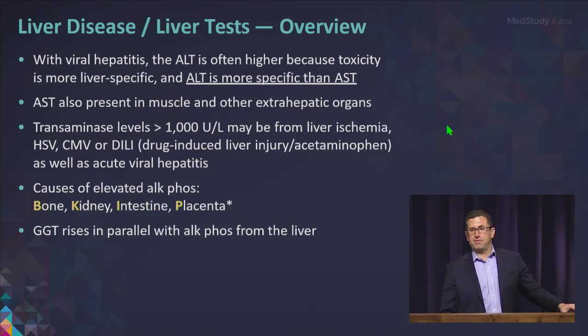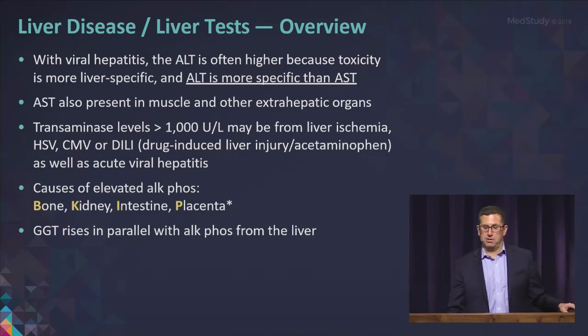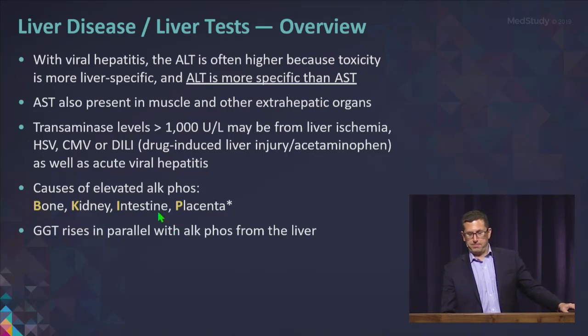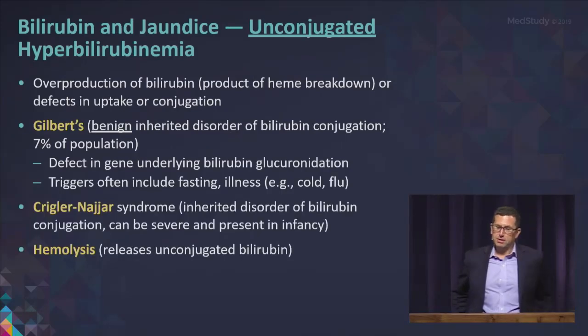Causes of elevated alk phos, in addition to coming from the liver, could include bone, kidney, intestine, and placenta. So there is a test you could order called a fractionated alk phos that could look for these different sources of the elevated alk phos. The GGT rises in parallel with alk phos from the liver, so that's a great test to order if you have an elevated alk phos and you want to see if it's liver related.